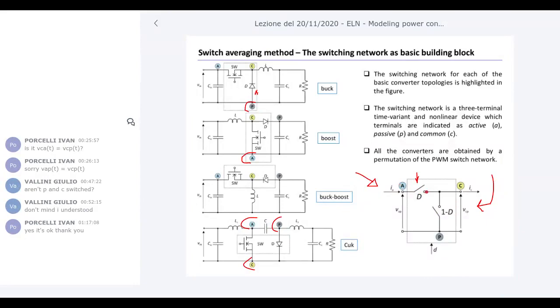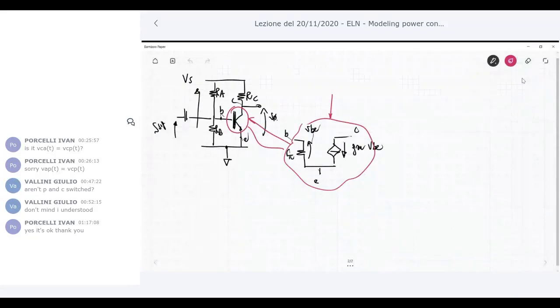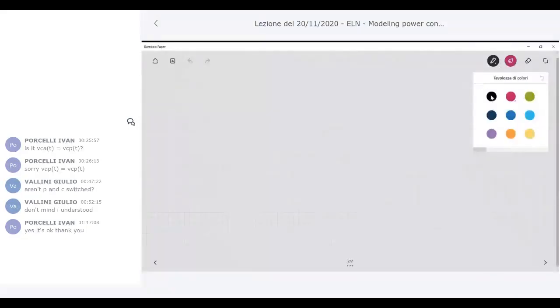Let me define for that specific circuit specific voltages and currents. They are indicated here, but let me share the whiteboard to stress these definitions. Okay, so let me change the page. Let me change the color.